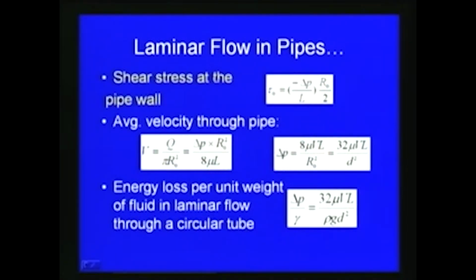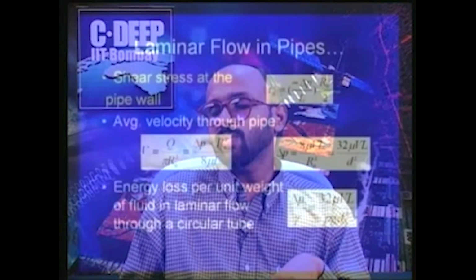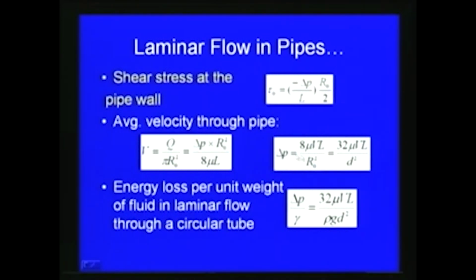And then as in the earlier case, we can get the shear stress tau 0 is equal to minus delta P by L into r 0 by 2. That gives the shear stress at the pipe wall, and then we can also find out the average velocity through the pipe. The total discharge is known, and if you divide by the area of cross section, we get the average velocity. In this particular case we get V is equal to delta P into r 0 square by 8 mu L, and from one of the parameters, like velocity, we can find out other parameters.